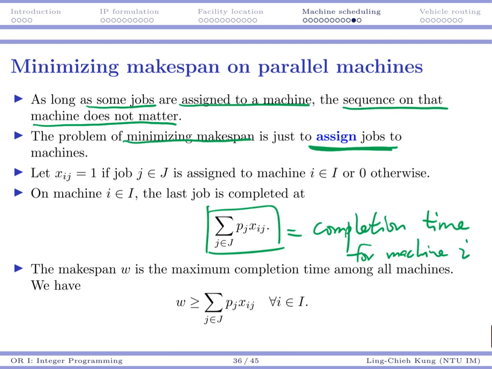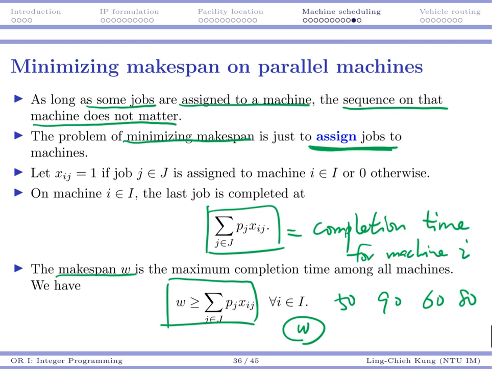Now we have the definition for Makespan. Let's call it W. Makespan is the maximum completion time among all machines, right? If you have several machines with completion times 50, 90, 60, 80, and so on, and you have a value called W, which is your Makespan, then very naturally you have this constraint: for each machine i, the Makespan is not going to be smaller than the machine completion time, because that violates the definition of Makespan.